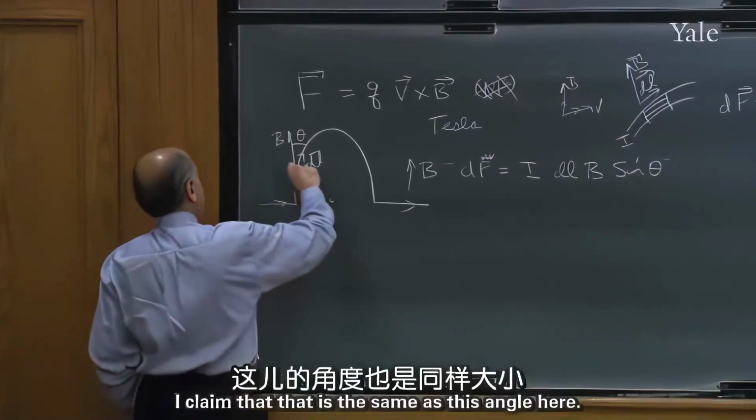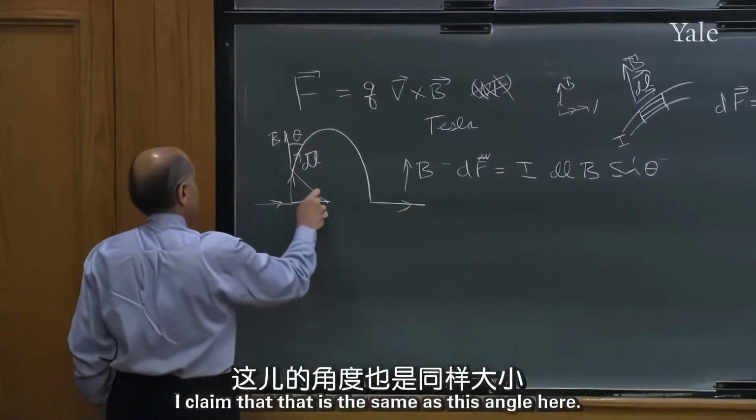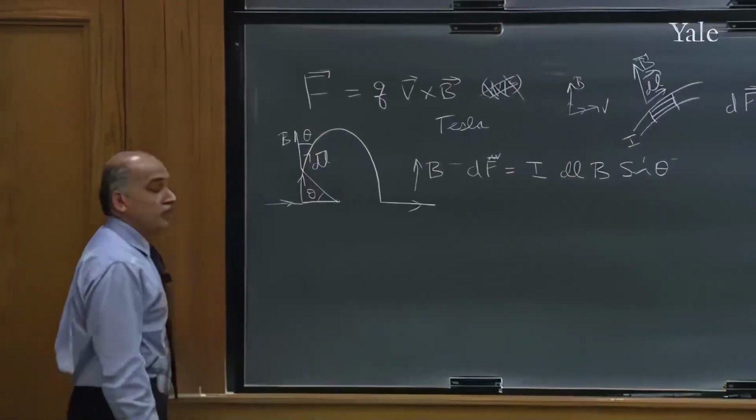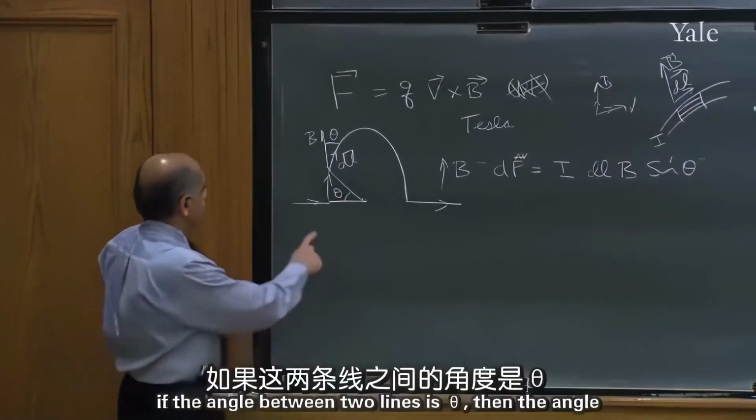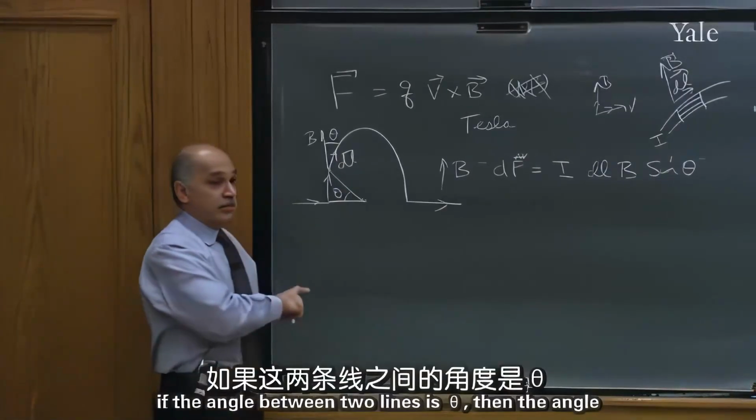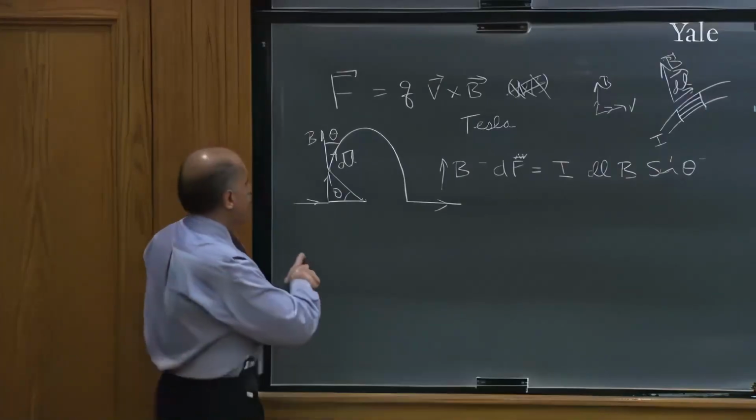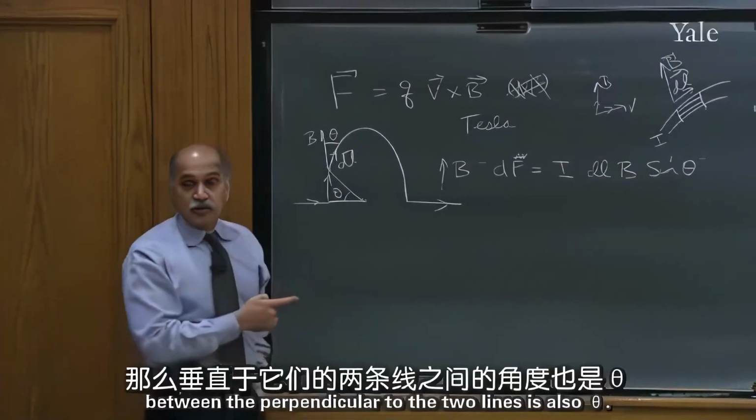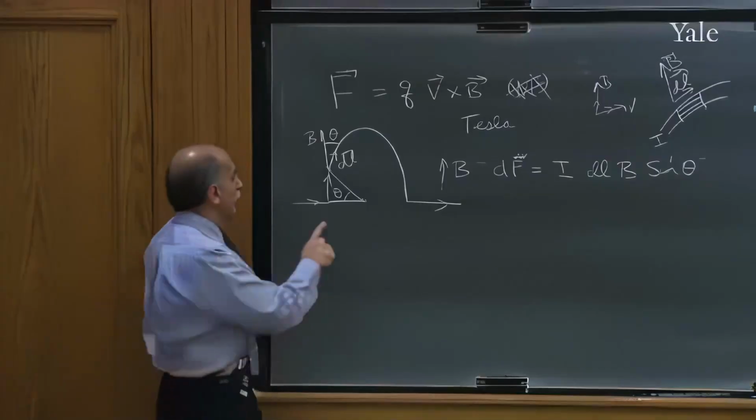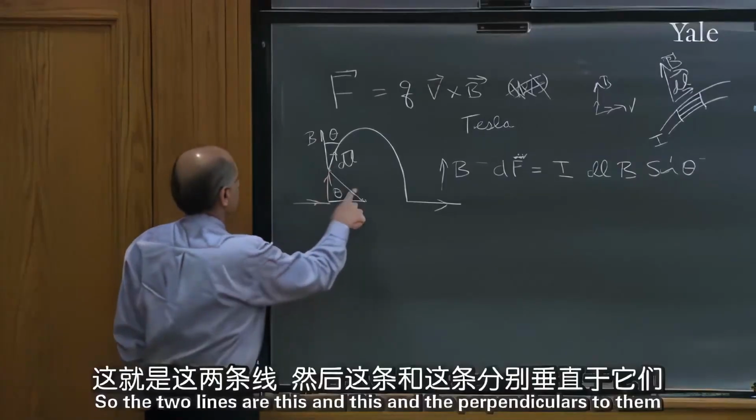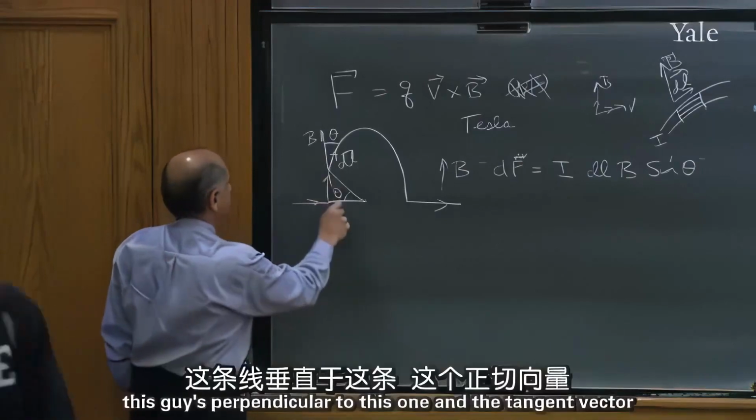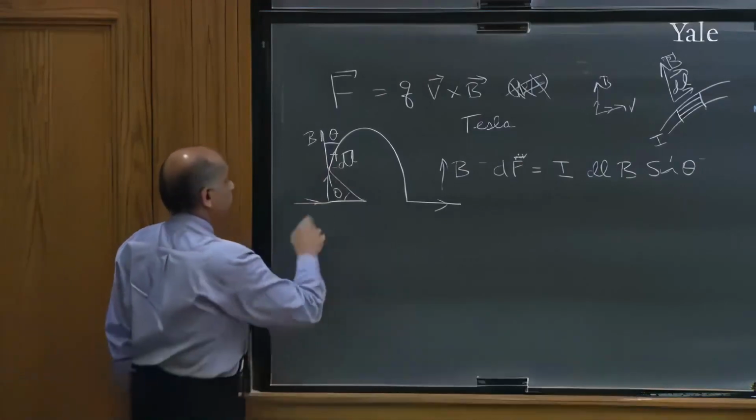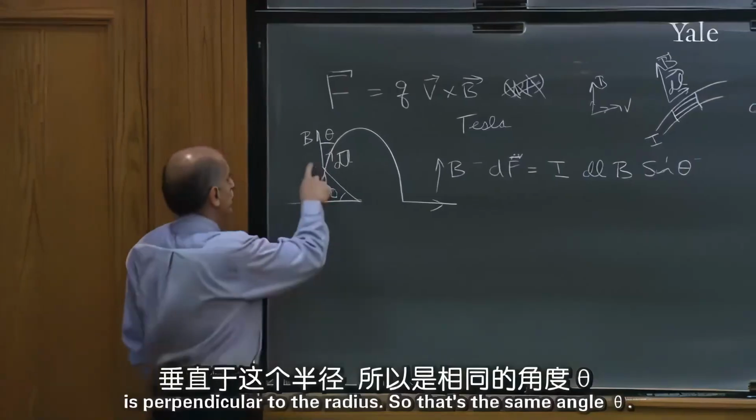I claim that that is the same as this angle here. This is an ancient trick. The ancient trick says if the angle between two lines is theta, then the angle between the perpendiculars to the two lines is also theta. So the two lines are this and this, and the perpendiculars to them, this guy is perpendicular to this one, and the tangent vector is perpendicular to the radius. So that's the same angle theta.